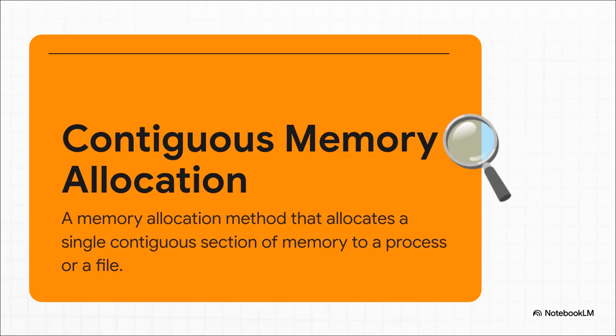Now, the simplest way to do this is something called Contiguous Memory Allocation. The name pretty much gives it away. Contiguous just means all in one piece. So every program or every book has to be placed in one continuous, unbroken block on our shelf. You can't just tear a book in half and put one part here and the other part over there. It doesn't work like that.